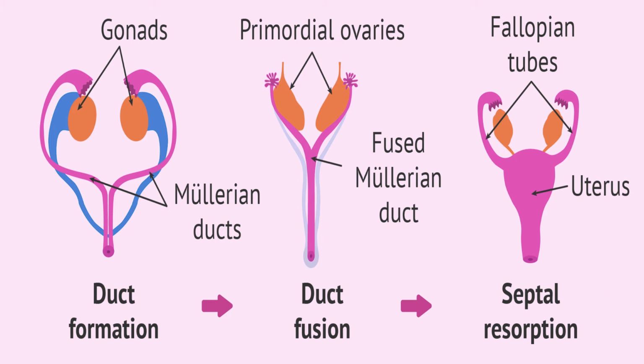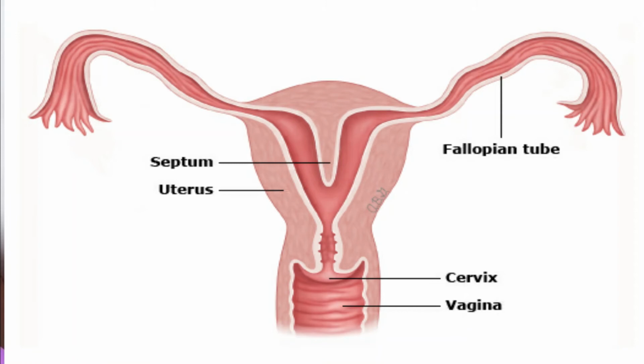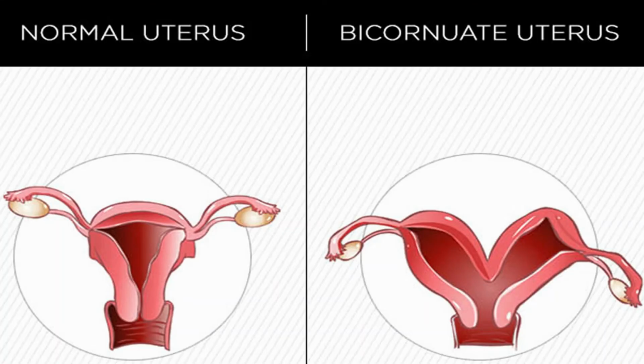So what are the different types of uterine anomalies that we have? The first one is the septate uterus. So with this, you have a normal external uterine surface, but you have two different endometrial cavities. The next one is the bicornuate uterus. So with this one, you have an abnormal indented external uterine surface, and you also have two endometrial cavities.